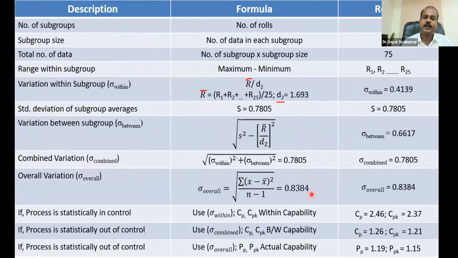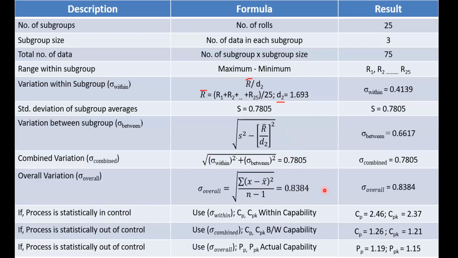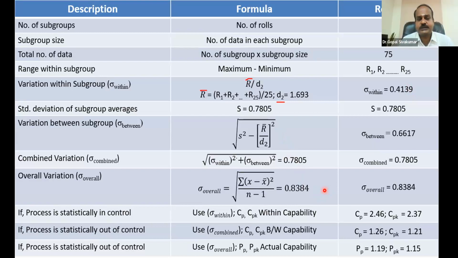0.8384. What was the standard deviation you earlier calculated? 0.4. But now it is 0.8. Can you see your standard deviation doubling overall? Am I right? Yes. That means problems can multiply. Problems can get doubled in the long run.